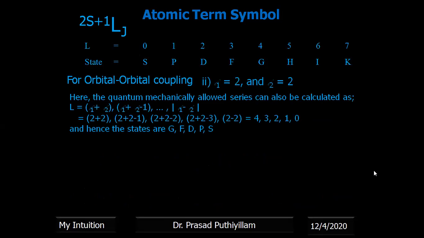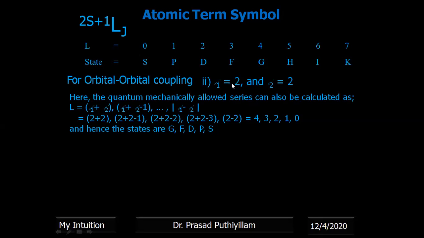If L1 is equal to 2 and L2 is equal to 2, without writing that table form, how do we calculate? It will be 2 plus 2, 2 plus 2 minus 1, 2 plus 2 minus 2, 2 plus 2 minus 3, and 2 minus 2. Therefore it becomes 4, 3, 2, 1, 0. That means we start with 2 plus 2, that is 4, and end with 0, and in between 3, 2, 1 also will come. Therefore it is now easy for us to calculate without writing the table. So it will be 4, 3, 2, 1, 0.